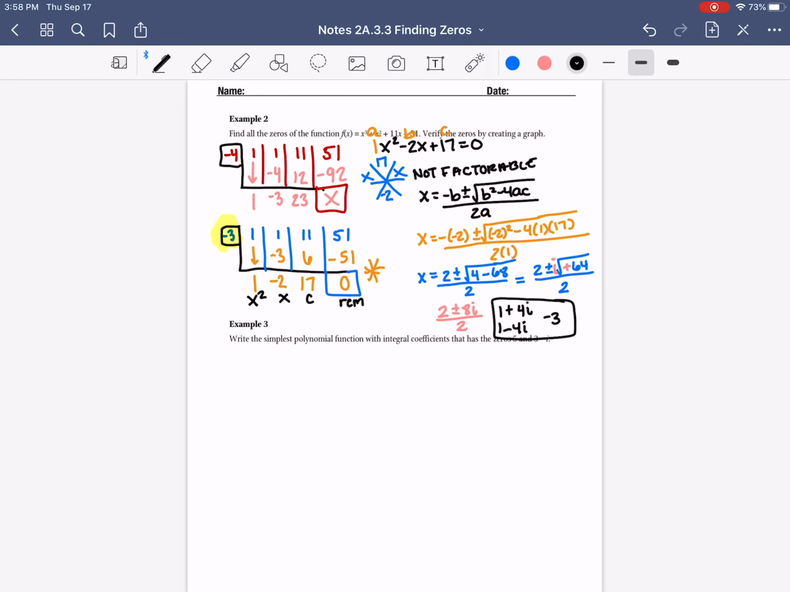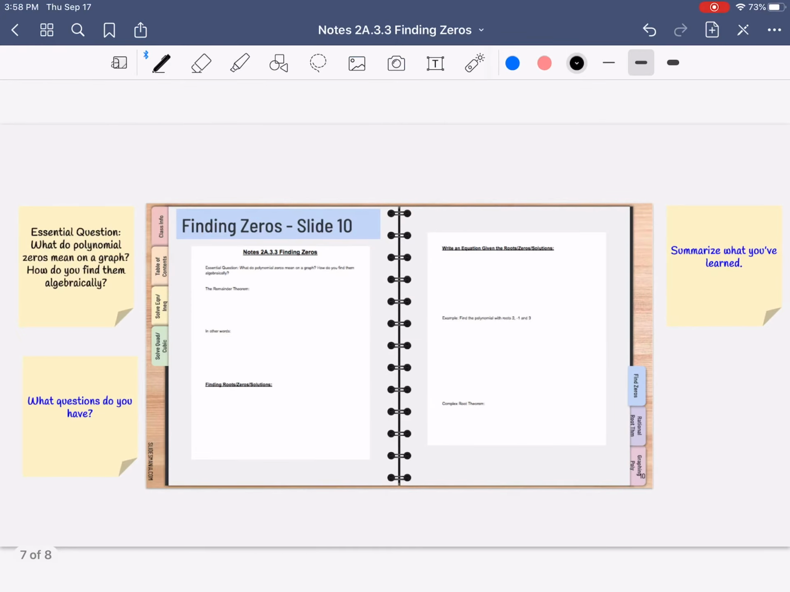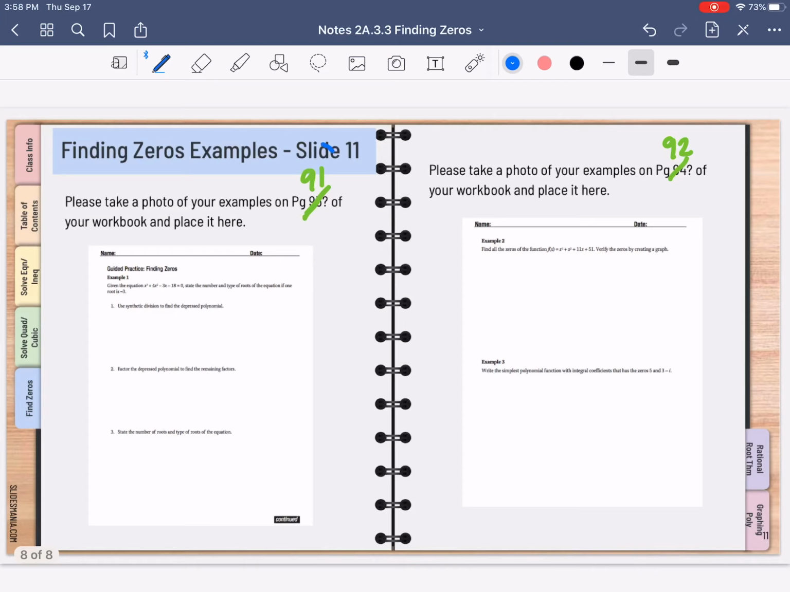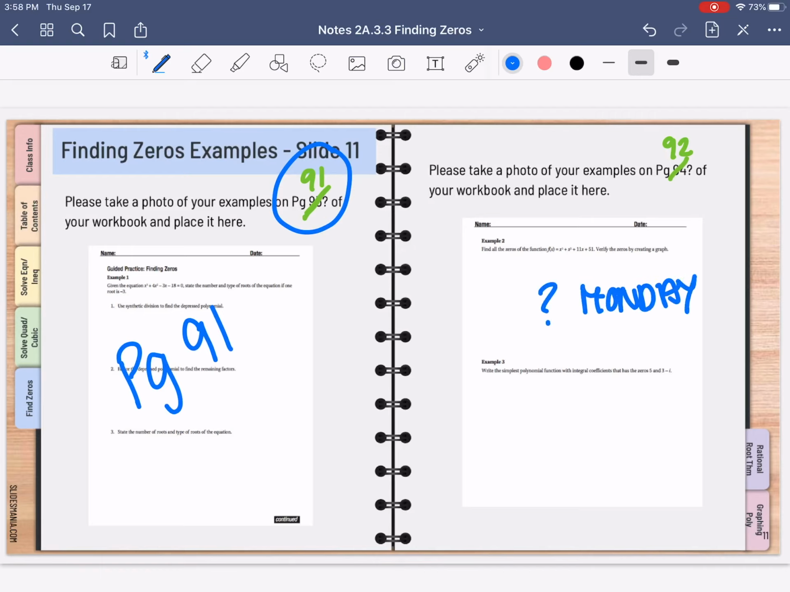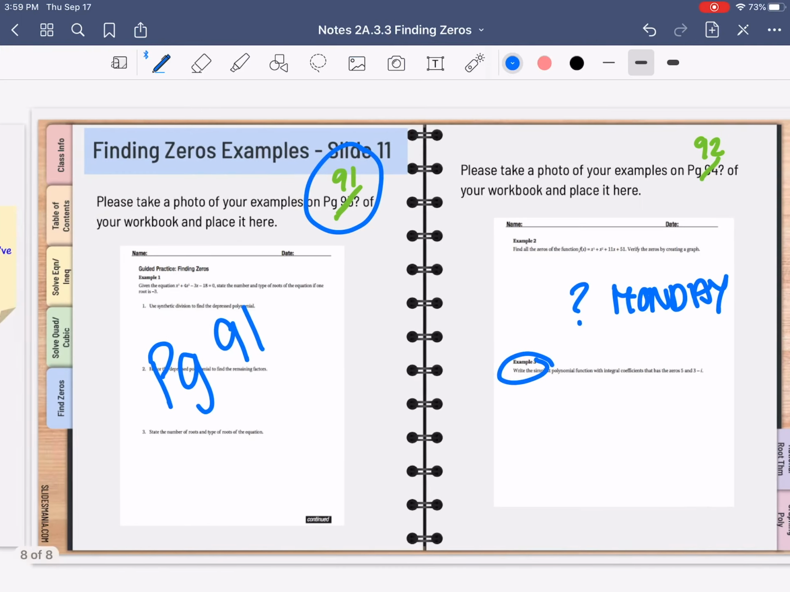Okay, so we're not going to do example 3 today. We're going to do that on Monday. So what you need to do is put the notes part that we wrote down on slide 10 on the left. This part we don't have yet. We're going to get that on Monday. Then you can put page 91 on the right-hand side of slide 11. You don't have to put example 2 in yet. We're going to put it in on Monday, because we still have to do example 3.